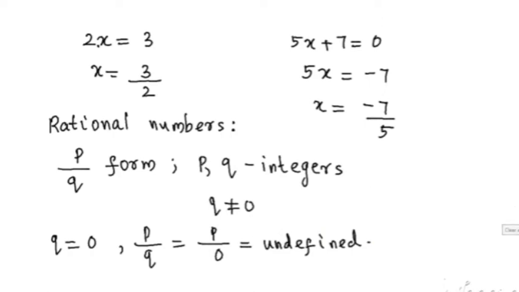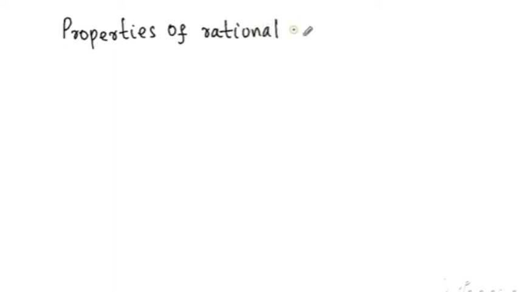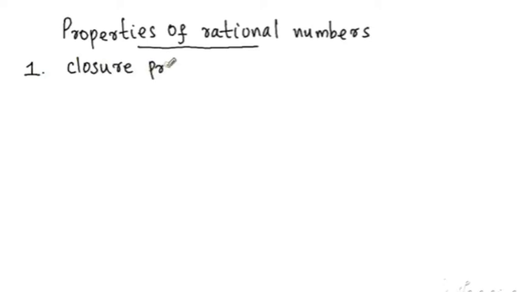Now we can move on to the properties of rational numbers. There are so many properties of rational numbers, and in this video we will discuss only two of them. The other properties we will discuss in later videos. The first two properties that we discuss today are closure property and commutative property. So the first property is closure property. Closure property means rational numbers are closed under addition, subtraction, multiplication and division.